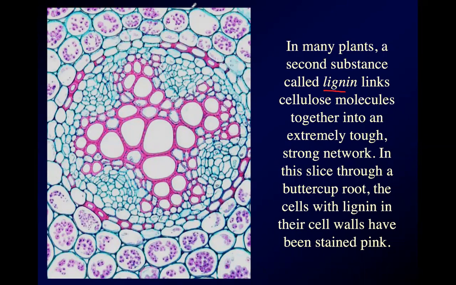This happens to be a slice through the root of a buttercup, and it's been stained with a dye. The cells that contain lignin have been stained to appear pink. So in the center of this buttercup root, you have a big bundle of lignified cells that are looking pink right here, surrounded by bundles of cells that are not lignified, whose cell walls are stained a rather psychedelic blue-green.